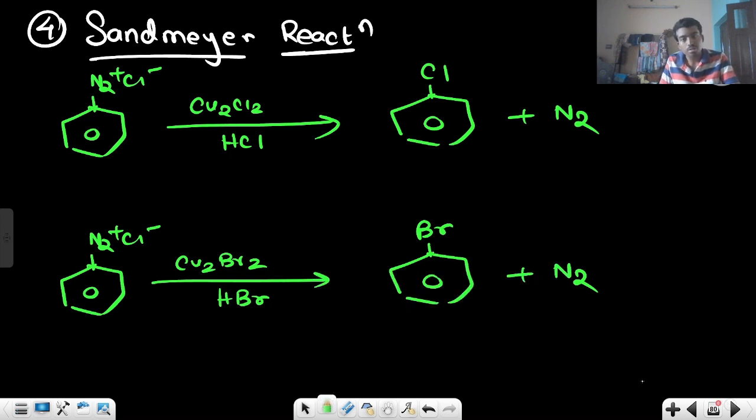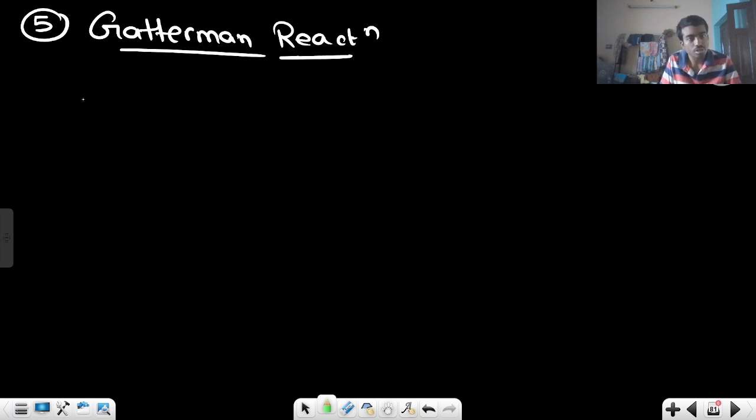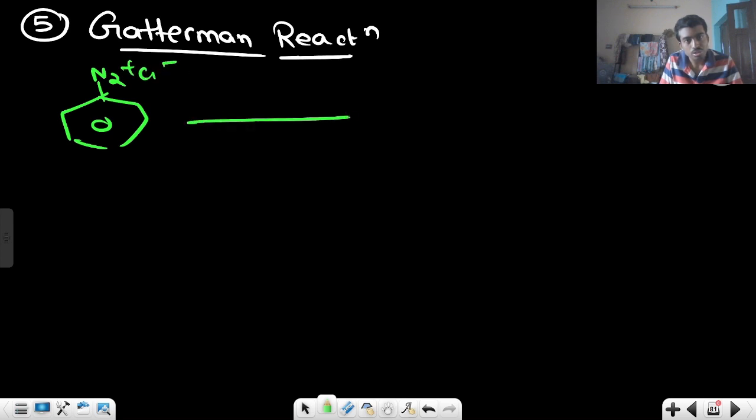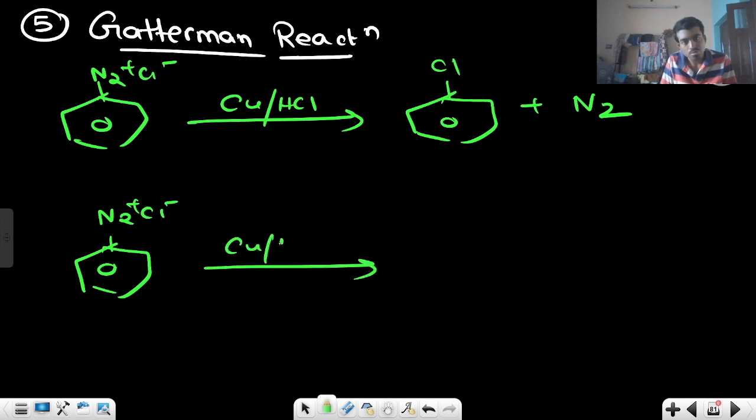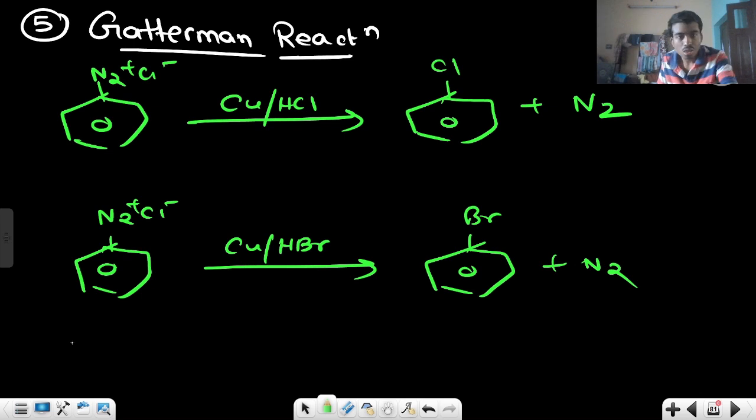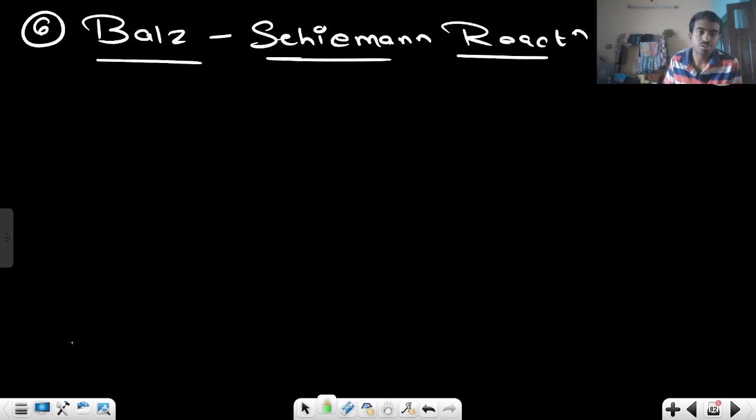Now another reaction is there, which is very similar. It's called Gattermann reaction. Gattermann reaction, what we will use? We will use N2 plus Cl minus, and we will use copper slash HCl. Then also we will get the same product, but the reagent is different. Right? Another one, let me show. These are already known to you, nothing much to explain. N2Cl minus, Cu slash HBr. Then also you will get Br along with N2. Okay, clear.